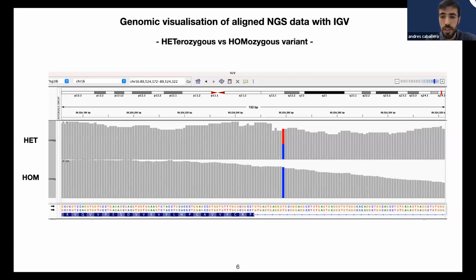But if we have this bar that is half red, half blue, which is about 50%, that indicates that you have one mutated allele, which could be from the father or the mother, and one wild type allele.